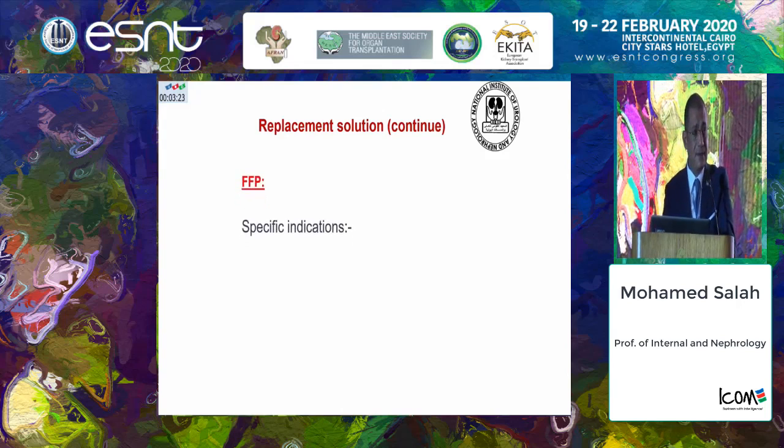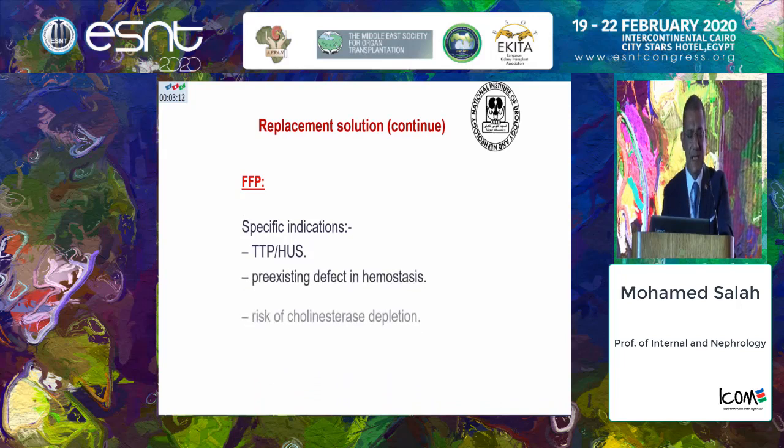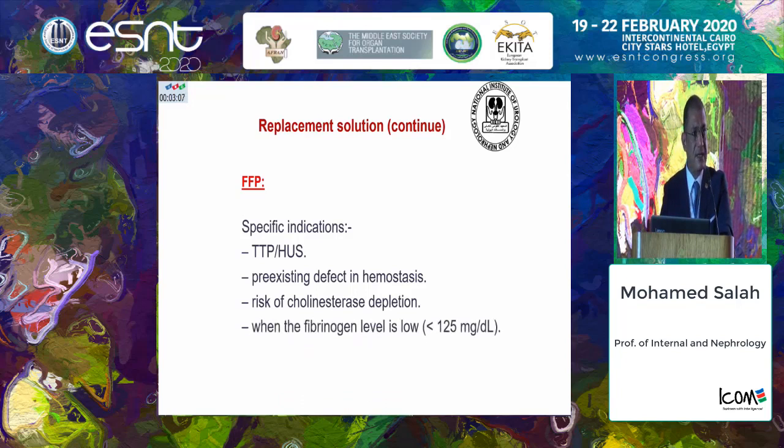Fresh frozen plasma has only one specific indication in practice, which is TTP or HUS, and something like a pre-existing defect in hemostasis and risk of cholinesterase depletion. But we need to stress that TTP and HUS are the only indications in practice, because unfortunately we see in many cases that some centers give fresh frozen plasma for other indications which are not correct, just for the sake of the expenses. So you are giving the patient an unnecessary hazard with no benefit.